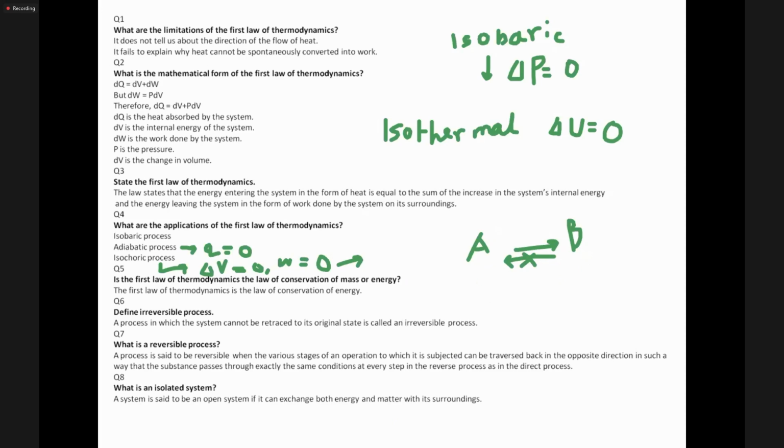And what is an isolated system? A system is said to be an open system if it can exchange both energy and matter with surroundings. If it can't exchange energy and matter with surroundings, it is called an isolated system.